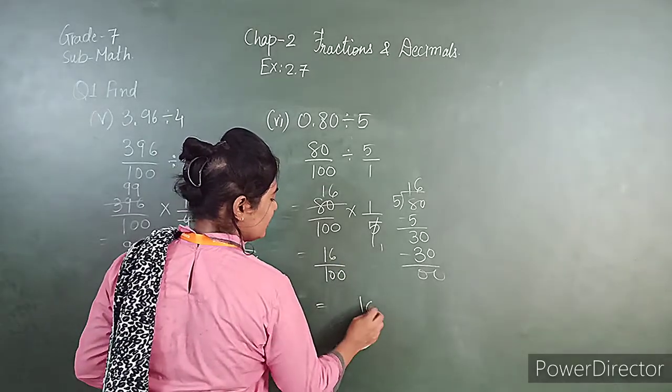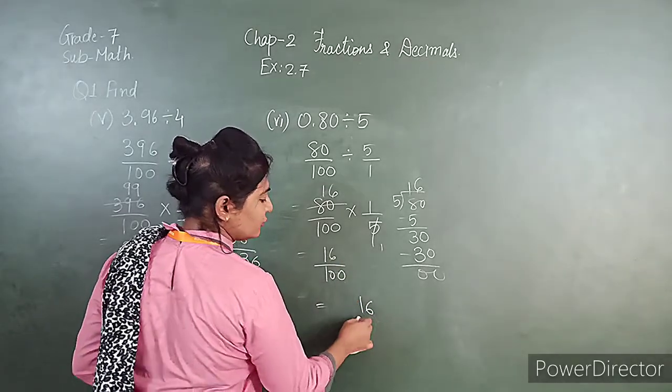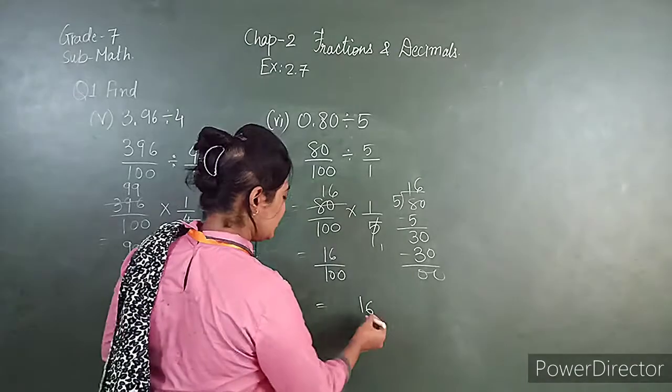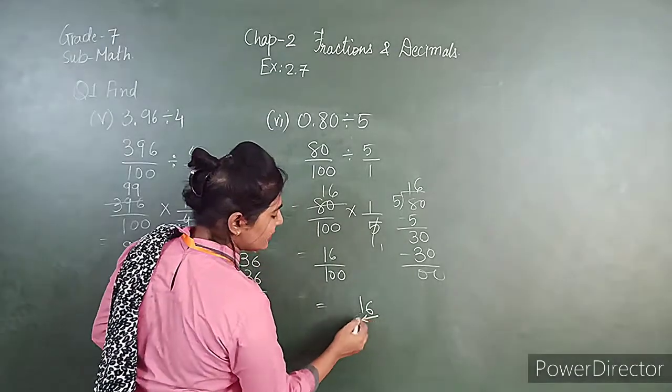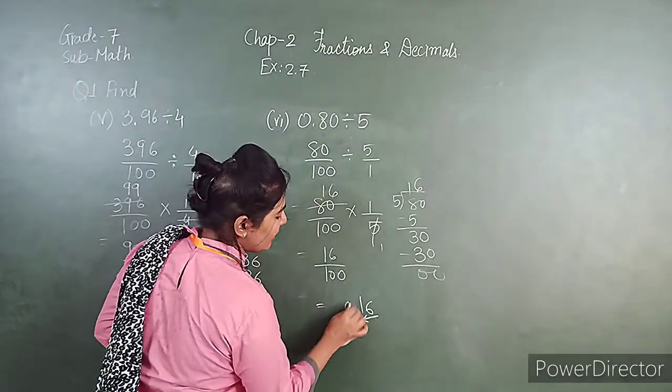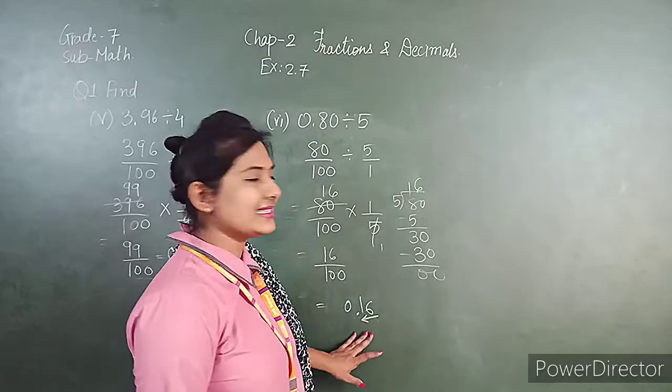Now 2 zeros are there, so we have to put the point before two numbers. We count from the backward side and put the point here. So our answer is 0.16.